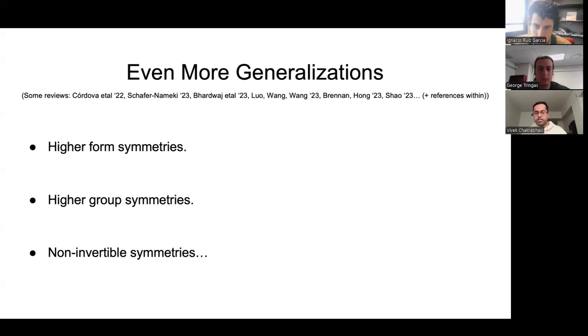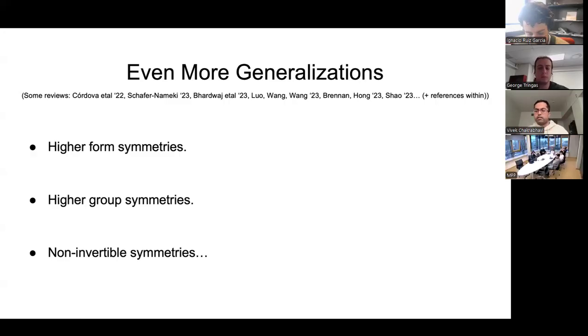But there are even more generalizations. You might have a case where the 0 form and 1 form symmetries have some non-trivial mixing. And this entwinement is captured by what's called a higher group symmetry. Or you might ask what happens if you bring two of these topological operators together. Do they satisfy something like a group composition law? As it turns out, in general, they don't. And this is captured by what's called a non-invertible symmetry. Let me just say here that I've listed a few reviews. There's a huge amount of literature on these kinds of generalizations now.